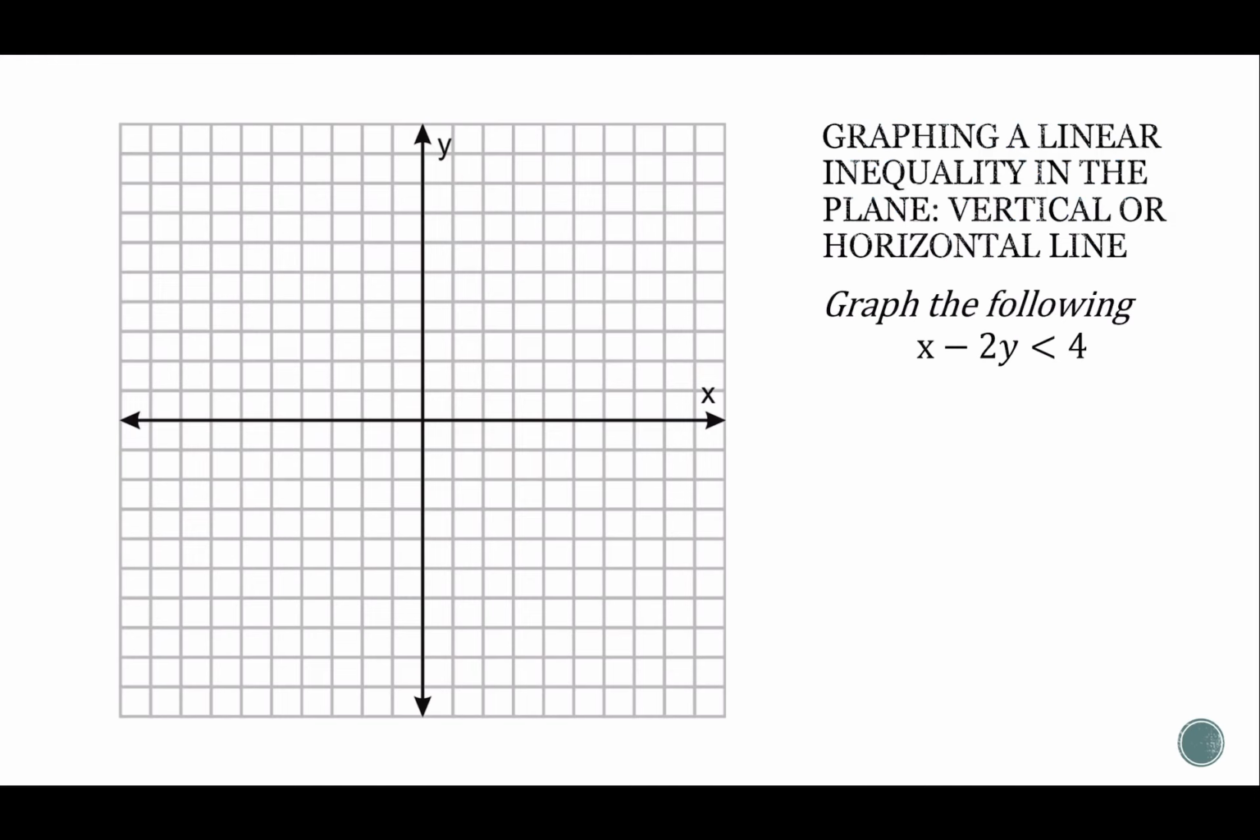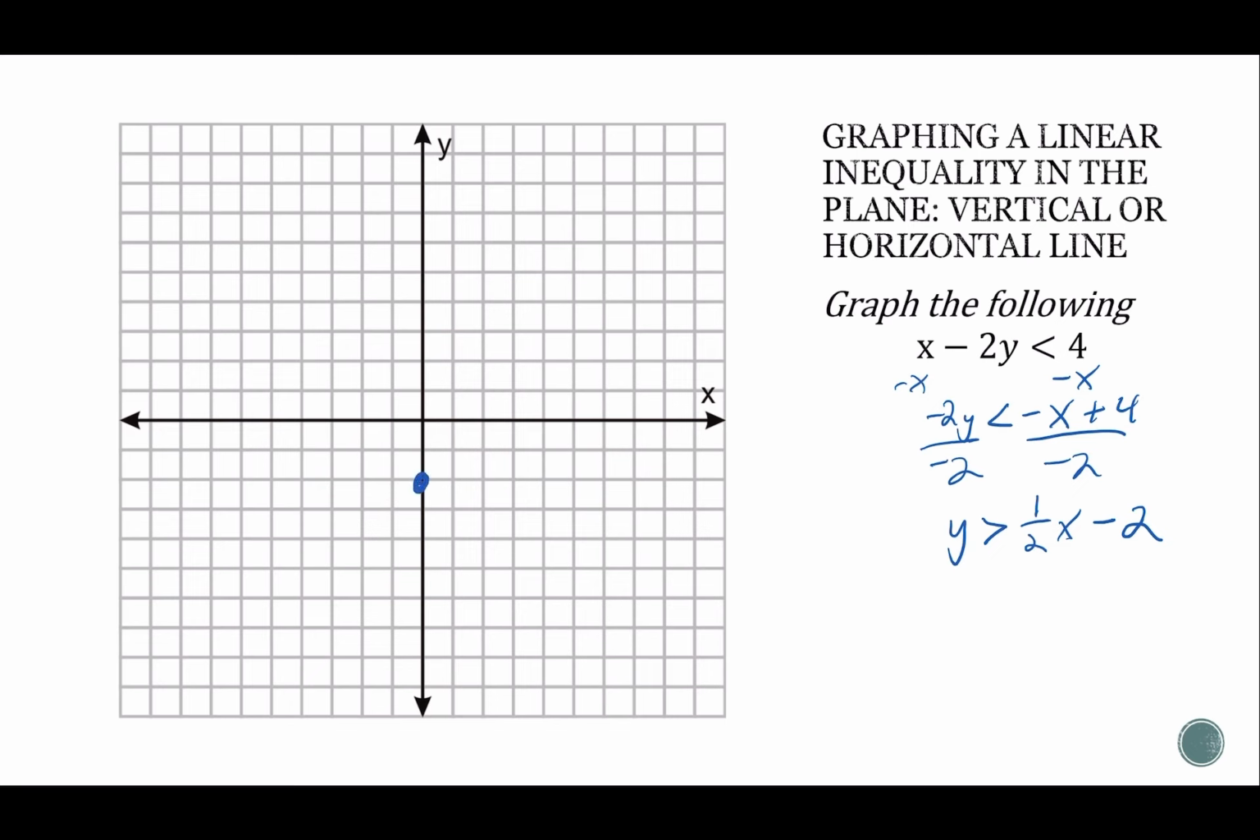So I have x minus 2y is less than 4. First off, this is in standard form, so I don't know the slope or the y-intercept. I could go ahead and solve for y, and that will tell me my slope and my y-intercept. I divide both sides by -2. Remember, when I divide by a negative, I have to flip the symbol. So y is greater than 1/2 x minus 2.